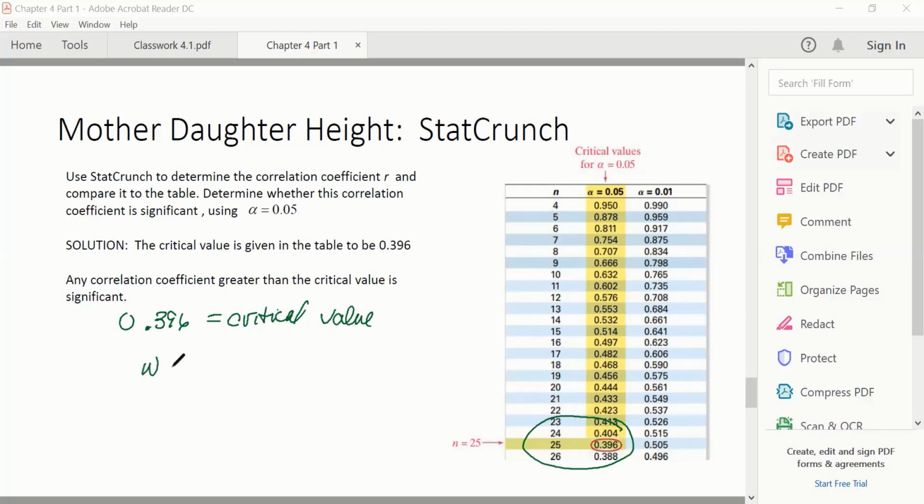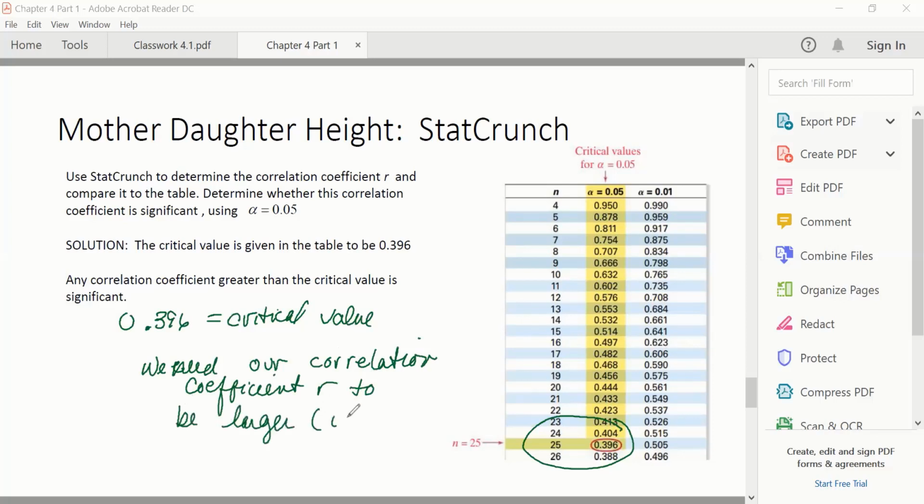So we need our correlation coefficient R to be larger. And when we say larger, we mean ignoring the sign. So if we have a negative 0.8, that would be fine. We're ignoring that negative sign and trying to make sure it's going to be greater than 0.396.